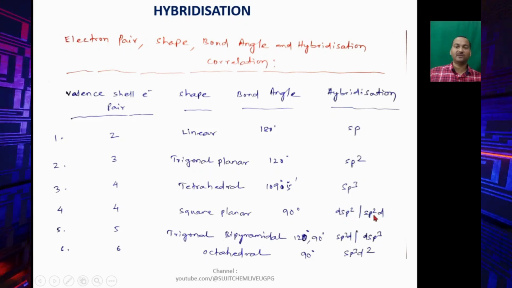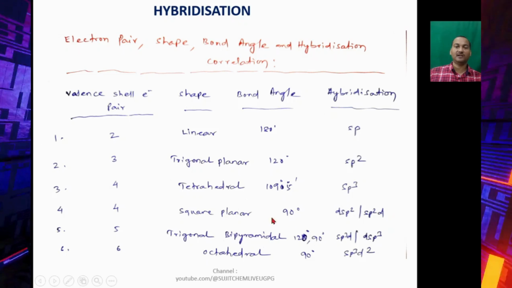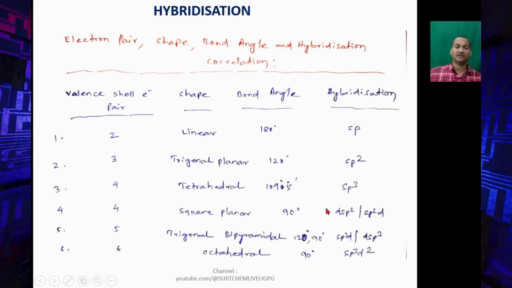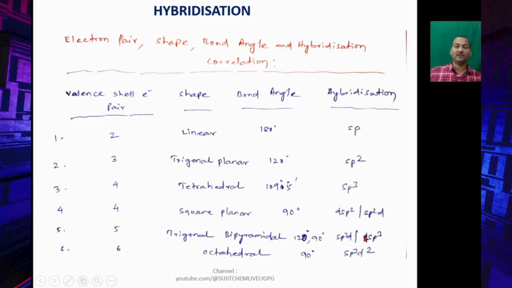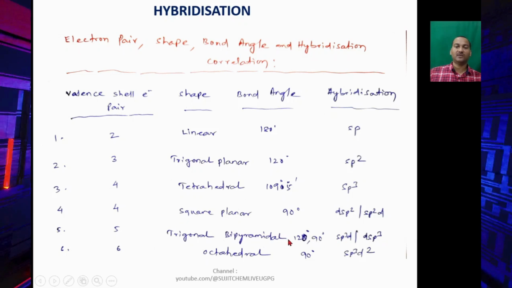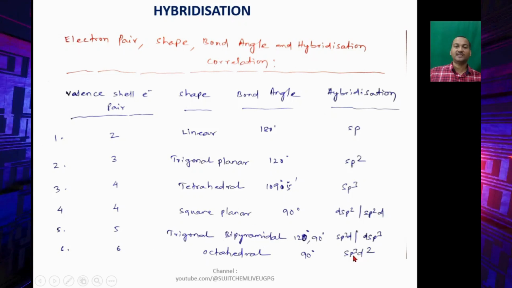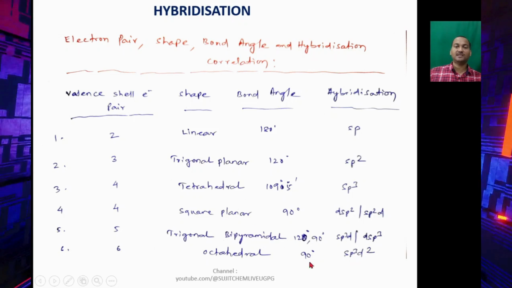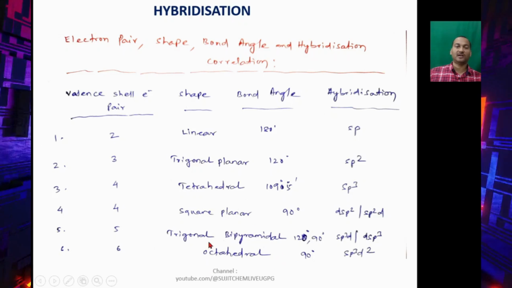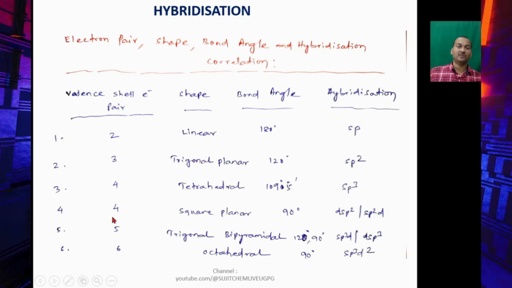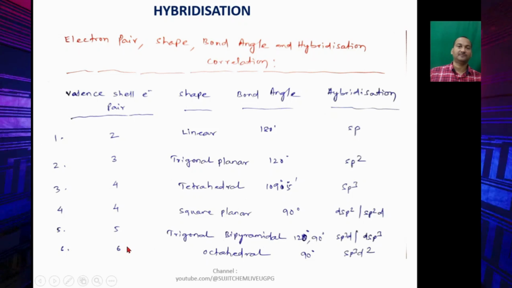And if it is dsp2 or sp2d, then 90 degree and square planar. If it is sp3d or dsp3, bond angle is 120 degree and 90 and trigonal bipyramidal. If it is sp3d2, then bond angle is 90 degree and the shape will be octahedral. And accordingly, the number of electron pairs are written here.